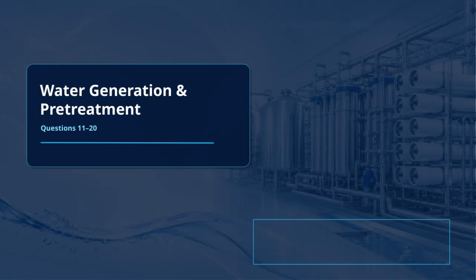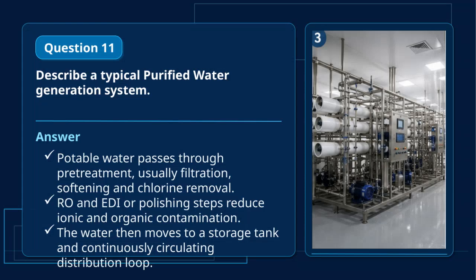Section 2. Water generation and pretreatment. Now, let's look at questions 11 through 20 that delve deeper into these topics. Question 11. Describe a typical purified water generation system. Answer. It all starts with potable water, which first goes through a pretreatment process.